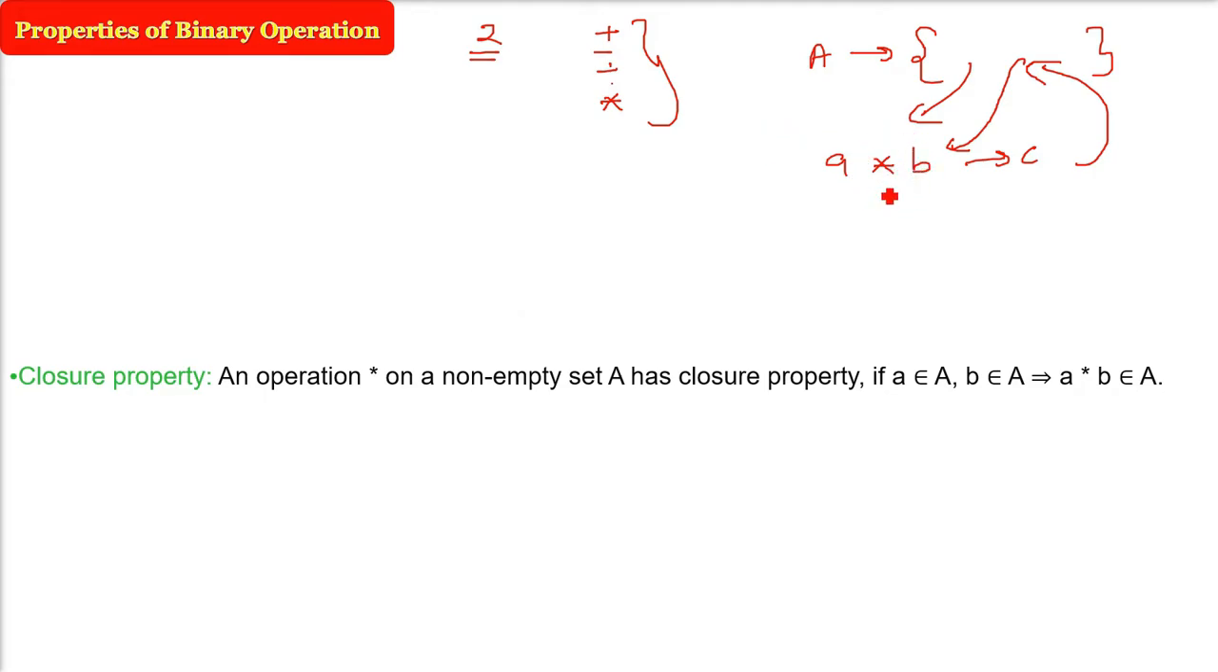So this is nothing but the closure property. Closure property, that is an operation star on any non-empty set. A non-empty set means the set A has to have something. It has closure property because if A belongs to this set and B belongs to the same set, the C, that is the result of this A star B, the operation of A and B, should also belong to the same set. This is called the closure property.